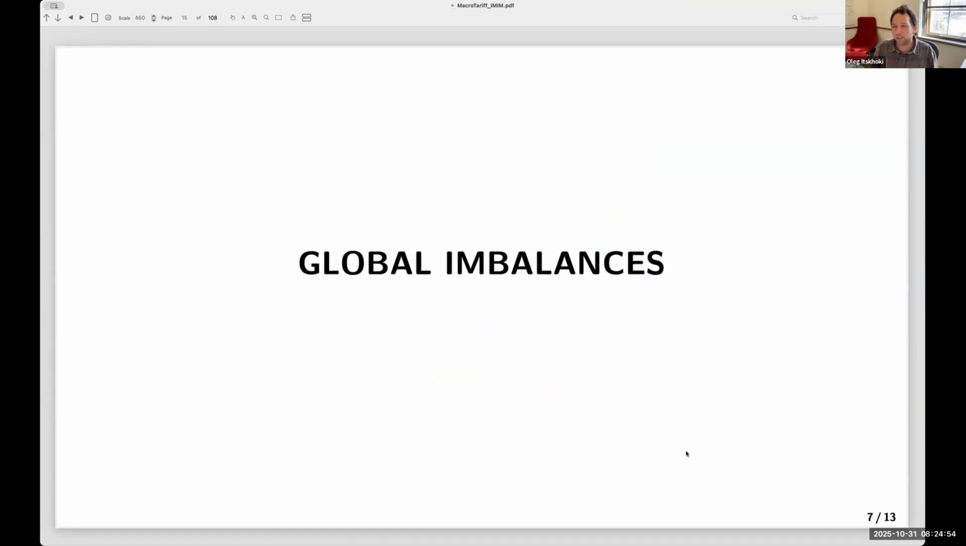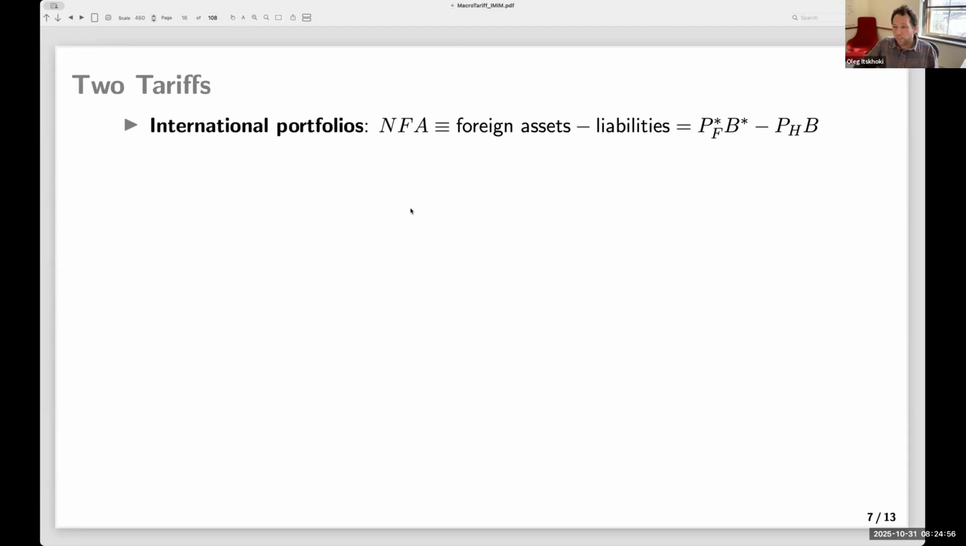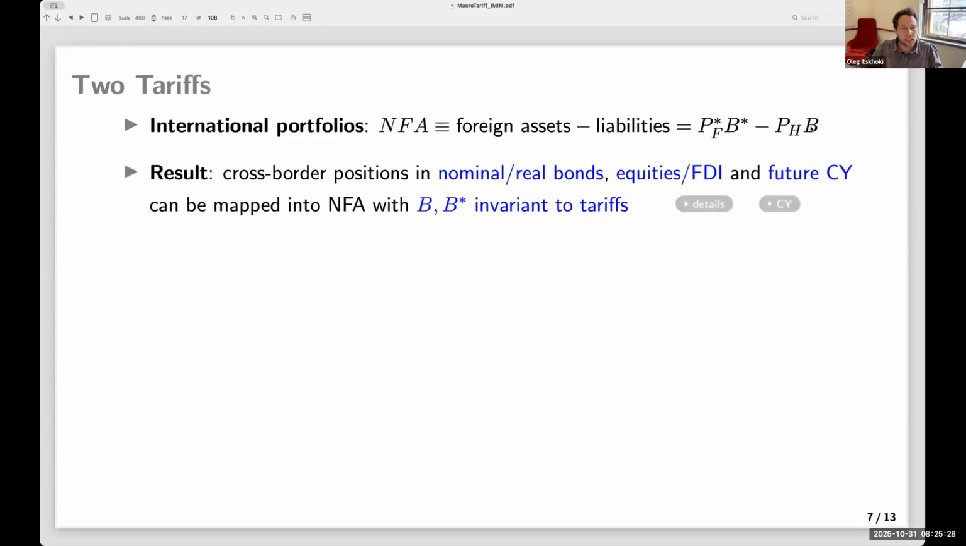So let's go to global imbalances. The first result is that you need to start with NFA, which is assets minus liabilities. It turns out, and this is a result which is not written up properly yet in the current version online, but the next version of our draft will write that result carefully, that you can always factor net foreign assets of the country in this following way. You can think of this as net foreign currency assets, and these are net domestic currency liabilities.